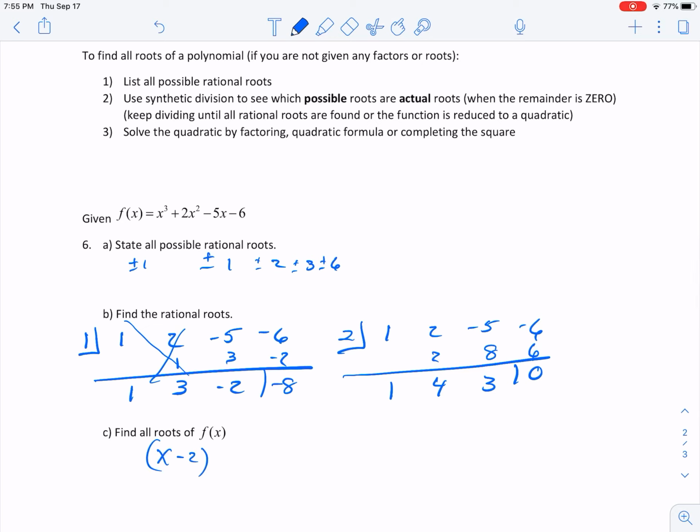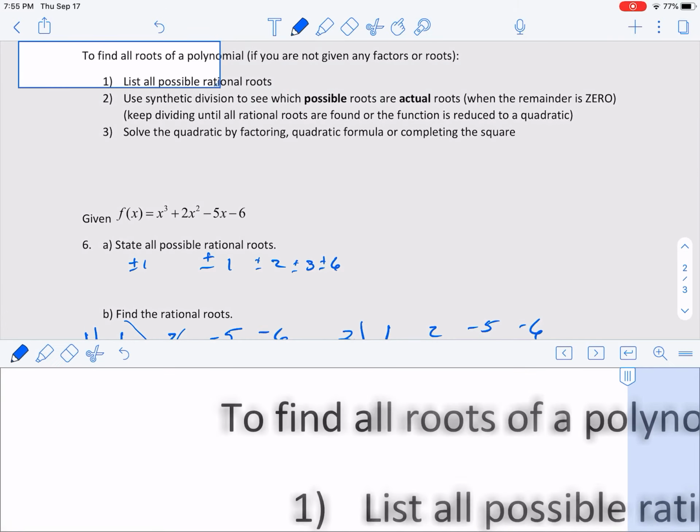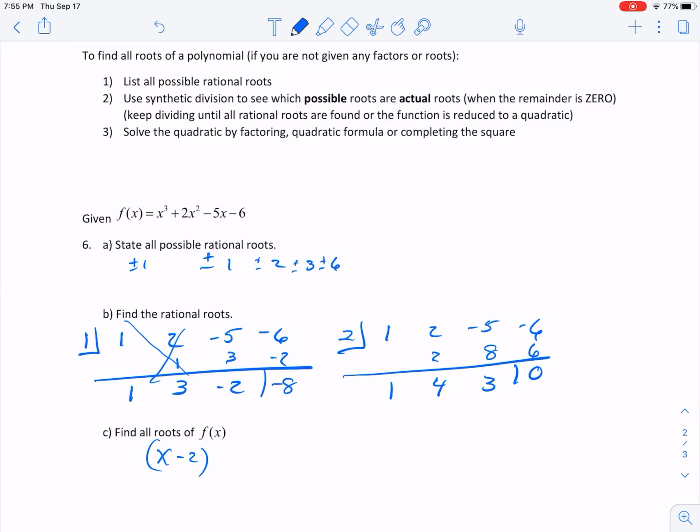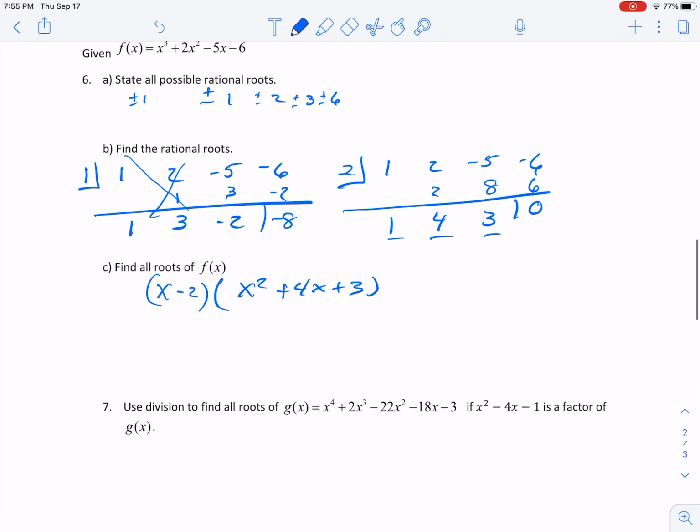The truth is usually you put in your calculator and find one of them and then do synthetic division to find the rest. Dang it. So now what's left here is x squared plus 4x plus 3. Because remember, these are the leading coefficients of your quadratic when you're done. That factors x plus 3 and x plus 1. And I also have x minus 2. So my roots are 2, negative 3, and negative 1.